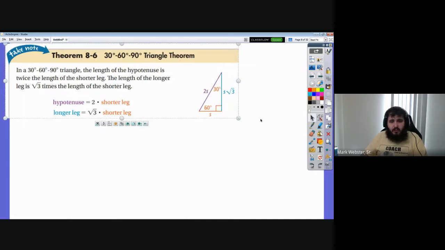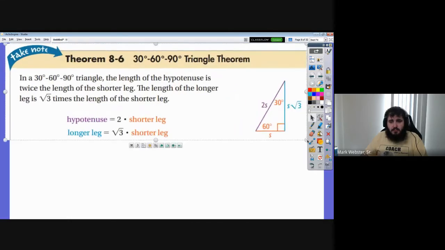This is called a 30, 60, 90 triangle. And so it really does help to keep track of what goes where. The small side, the base of what we deal with, is opposite the 30-degree angle. The medium side is opposite the 60-degree angle. And the largest side, the hypotenuse, is opposite the 90-degree angle.